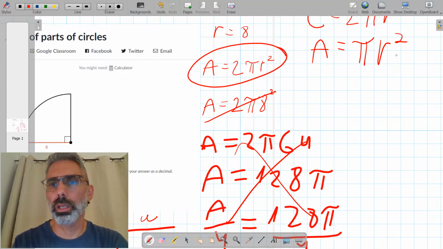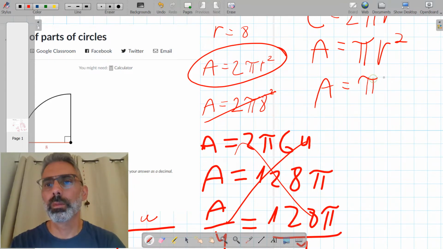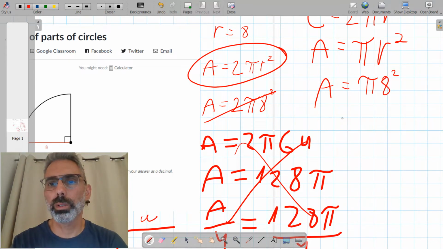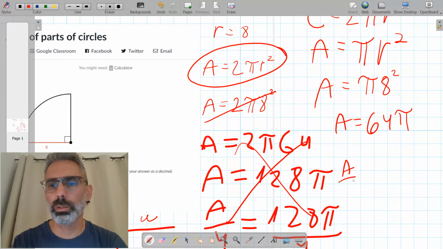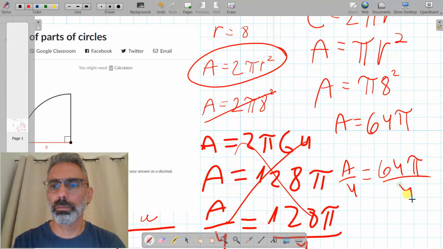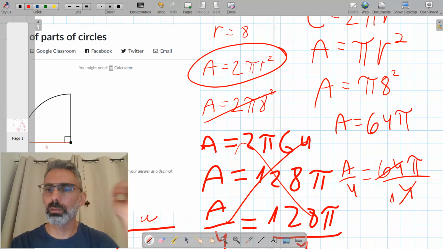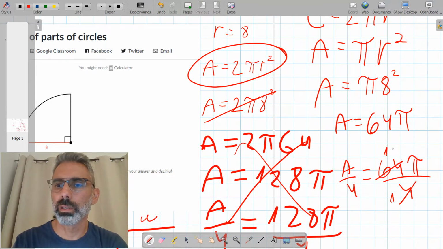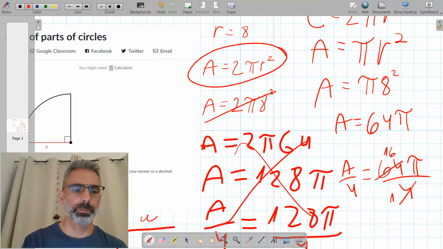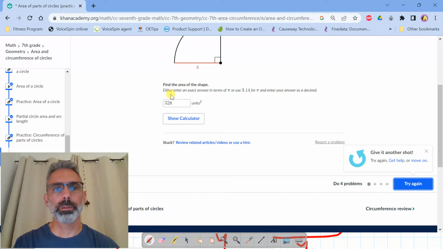Okay, so area is pi r squared, so area is pi, r is 8 squared, so the entire area of the circle is 64 pi, and quarter of this is 64 pi divided by 4, so 64 divided by 4, 60 divided by 4 is 15, 4 divided by 4 is 1, so this is 16 pi. So the correct answer is 16 pi.